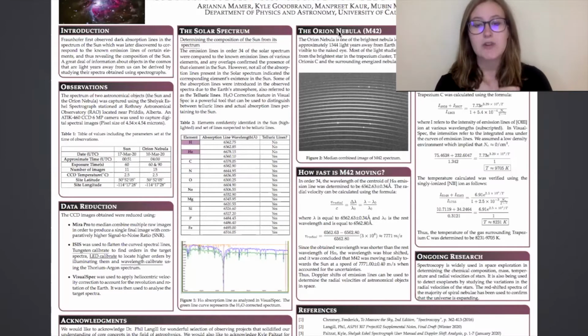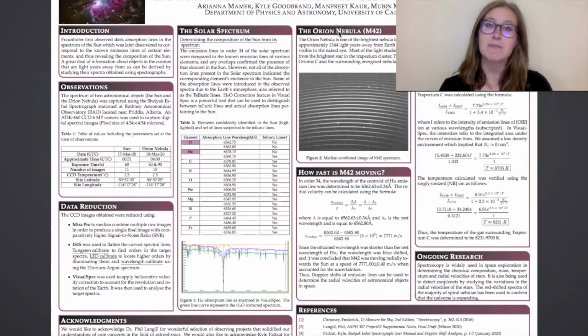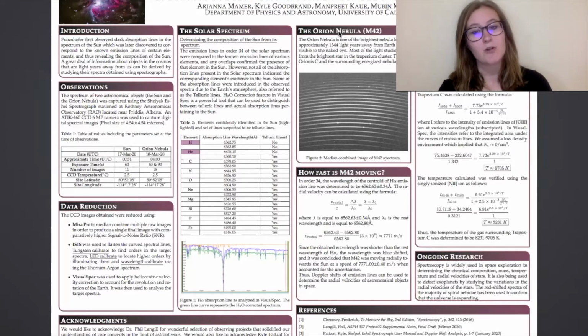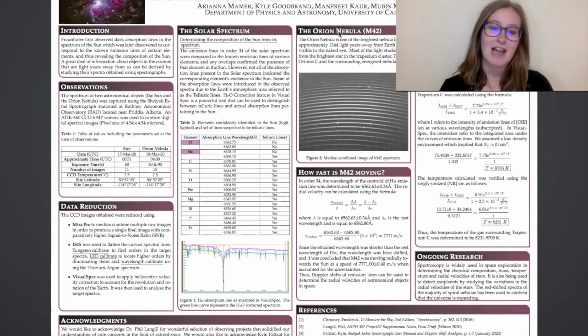Additionally, in ISIS, three calibrations were used to improve results. The first was the tungsten calibration, which was used to find orders in the target spectra. Secondly, an LED calibration was used to illuminate and locate higher orders of the spectrum. And finally, the thorium-argon spectrum was used to calibrate the wavelength of the different spectra being studied.